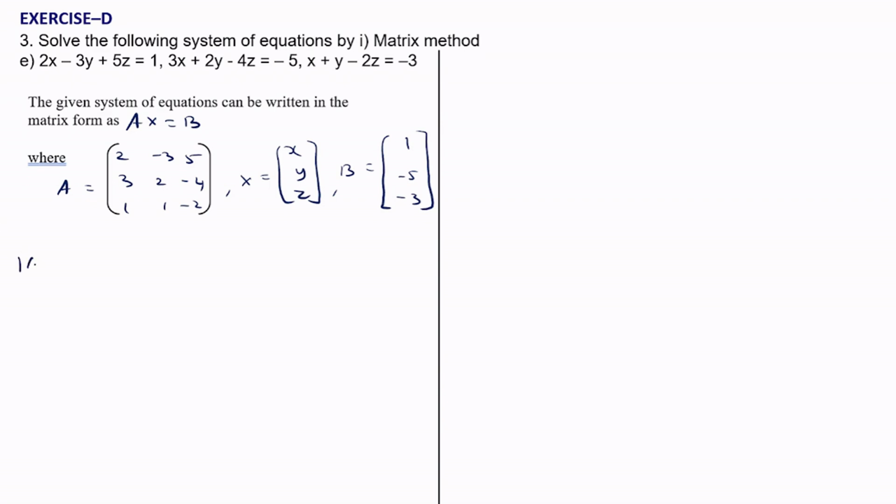First, let us find determinant of A. Determinant of A, expanding along R1. So it is 2 into minus 4 plus 4, 0, plus 3 into minus 6 plus 4, minus 2, plus 5 into 3 minus 2, 1. So this is minus 6 plus 5, which is minus 1, not equal to 0. Therefore, A inverse exists.